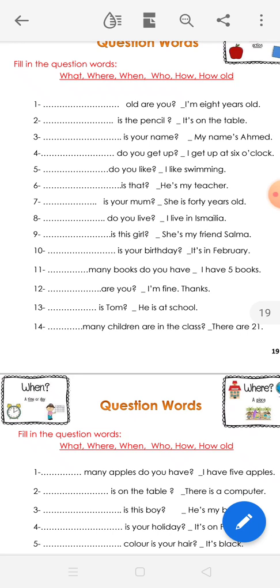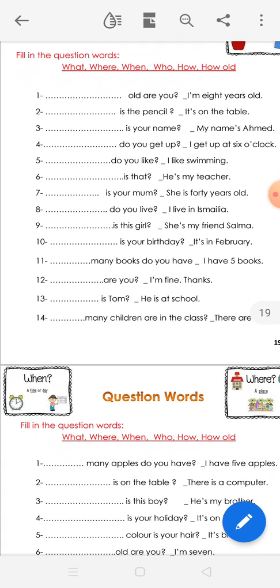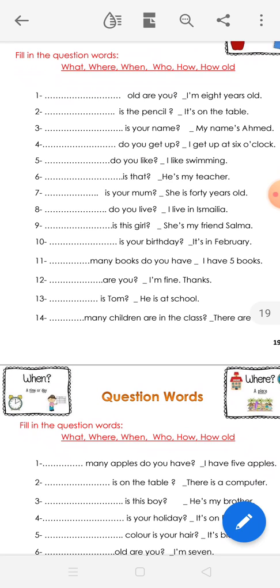What is used to ask about animals or birds and things. Where is used to ask about places. When is used to ask about time or date. Who is used to ask about people. How is used to ask about someone, means of transportation, steps or instructions. How old is used to ask about your age. And how many is used to ask about the quantity of something, countable nouns. Excellent.